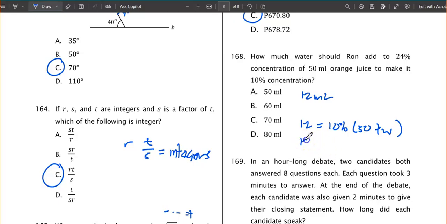And then we're just going to solve. This is 12 equals... no, that's 10% of 50 is 5, not 0.5. 5 plus 0.1 W. And then we're going to solve for W. This is 12 minus 5 is 7, equals 0.10 W. So divide everything by 0.10. This is 70. So our answer is 70 ml. That's letter C.